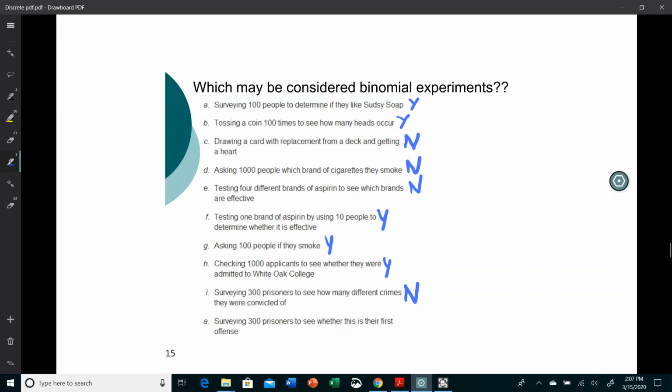Surveying 300 prisoners to see whether this is their first offense. Well, it will either be their first offense or not, so it can be success or failure. Independent, because they're different prisoners. Fixed number of trials, yes, each prisoner constitutes a trial of the experiment, and we'll assume the probabilities are the same from prisoner to prisoner, that this is their first offense, so this would be a yes.